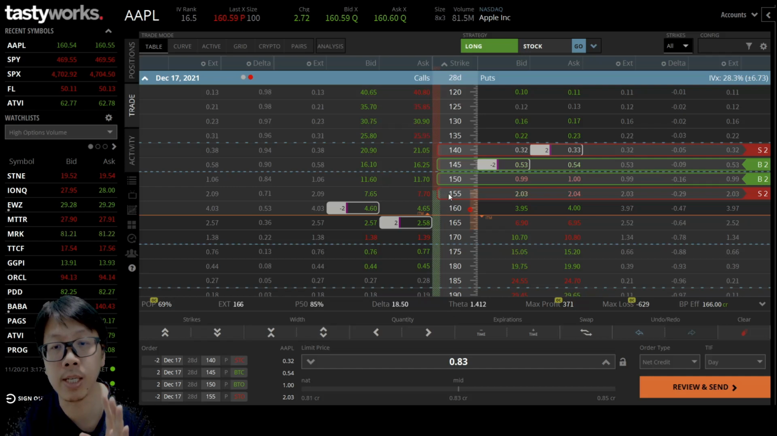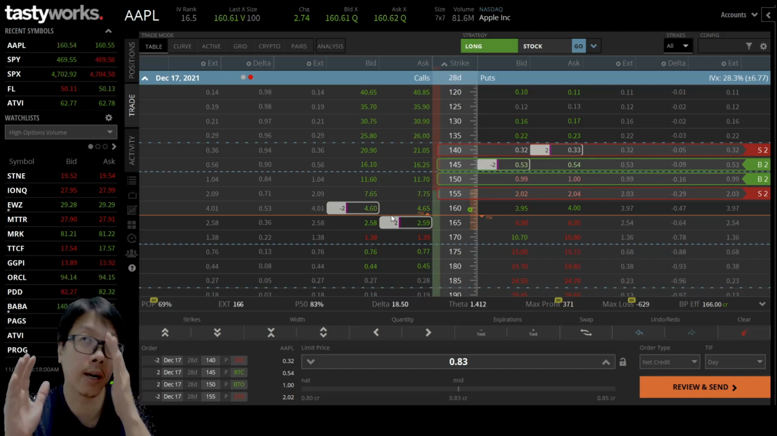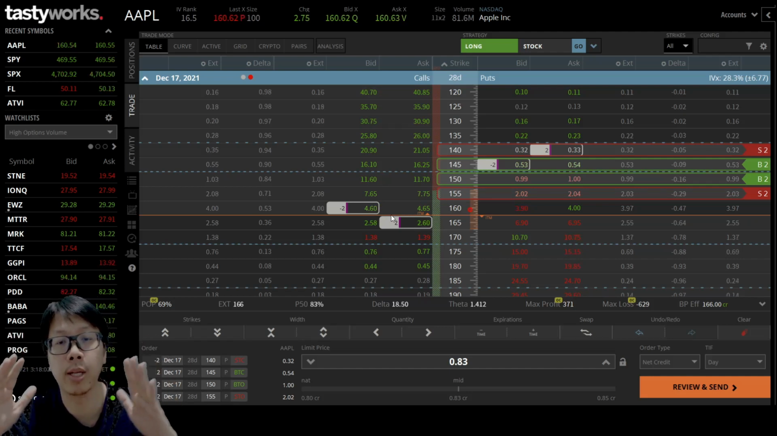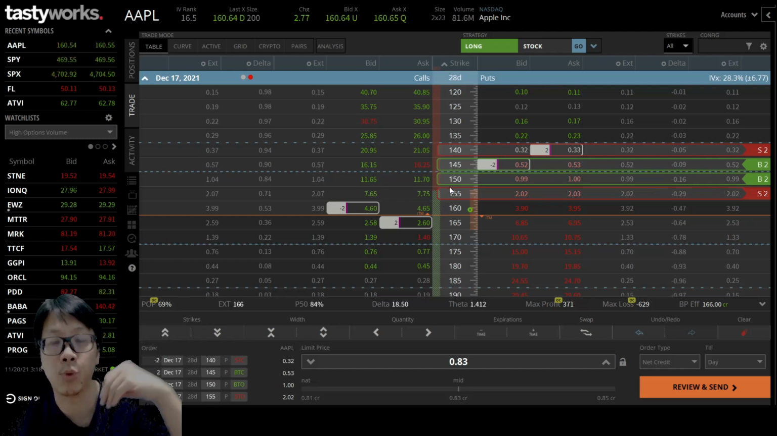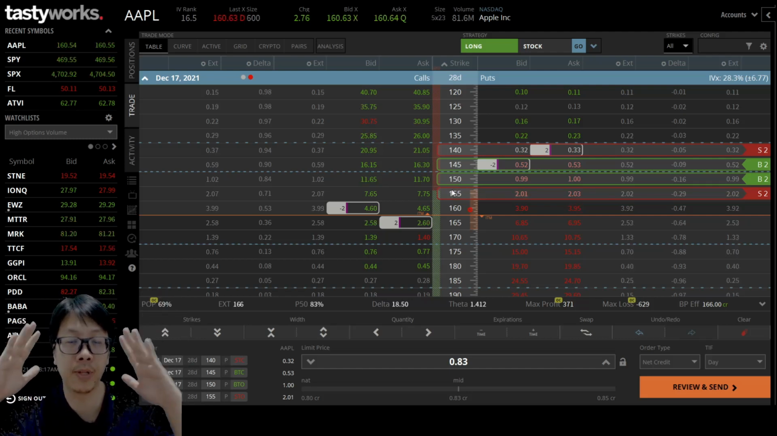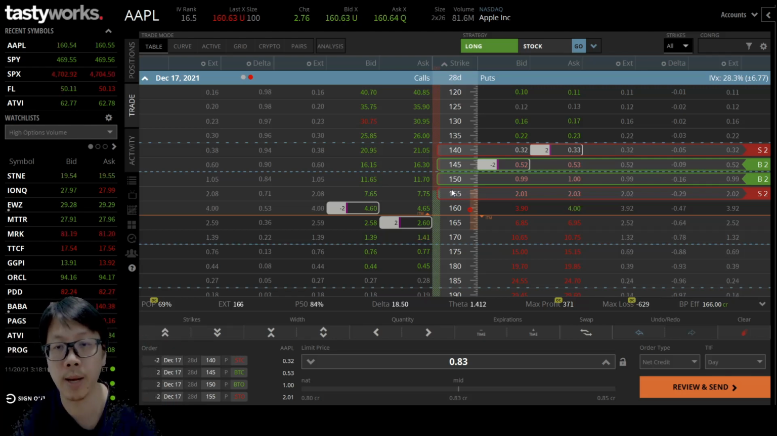So the position is that we are going to reduce the distance between the bear and the put. Earlier we had a distance between 160 and 145, right? Because it has gone up, in order to repair the trade, we are going to reduce the distance between the bear and the put. So we are going to take a credit of 83 cents to reduce the damage.